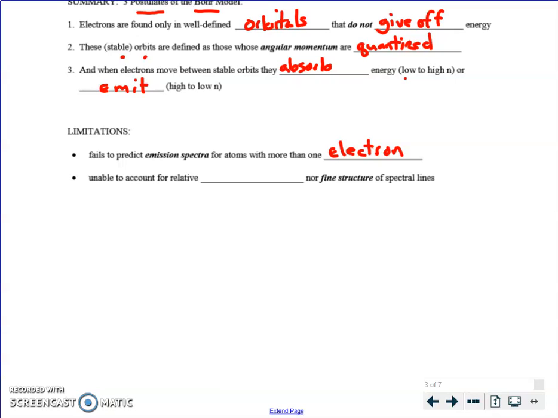And also, it wasn't able to account for the relative brightness nor fine structure of the spectral lines. Brightness, in other words, if you look at spectral lines, you'll know some were brighter than others. This model couldn't explain that. That came later in something called fine structure of spectral lines, which has something to do with when you apply a magnetic field to the atom, you will see some splitting of lines, something called the Zeeman effect. But just understand that his model wasn't perfect, but boy, if it could explain hydrogen and incorporate the quantum aspects of things, there was something to it.